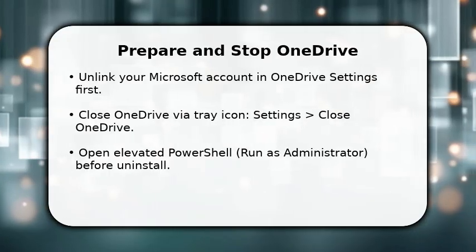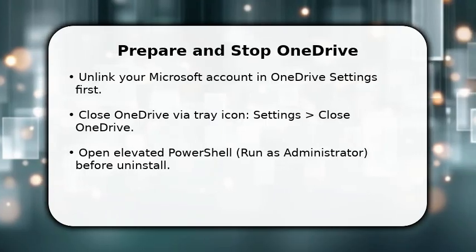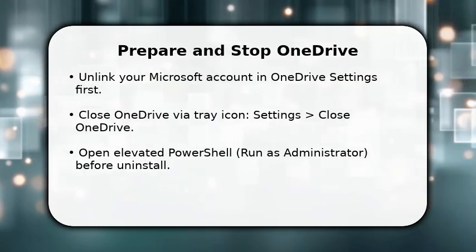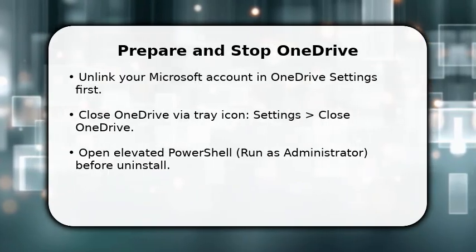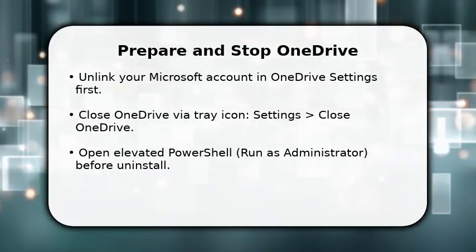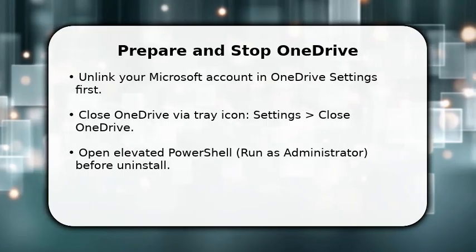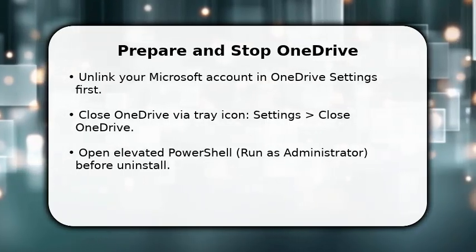You'll start by unlinking and stopping sync so files don't change mid-process. First, open the OneDrive tray icon and choose Settings, then Account, unlink this PC. Once done, right-click the tray icon and close OneDrive to stop the app.